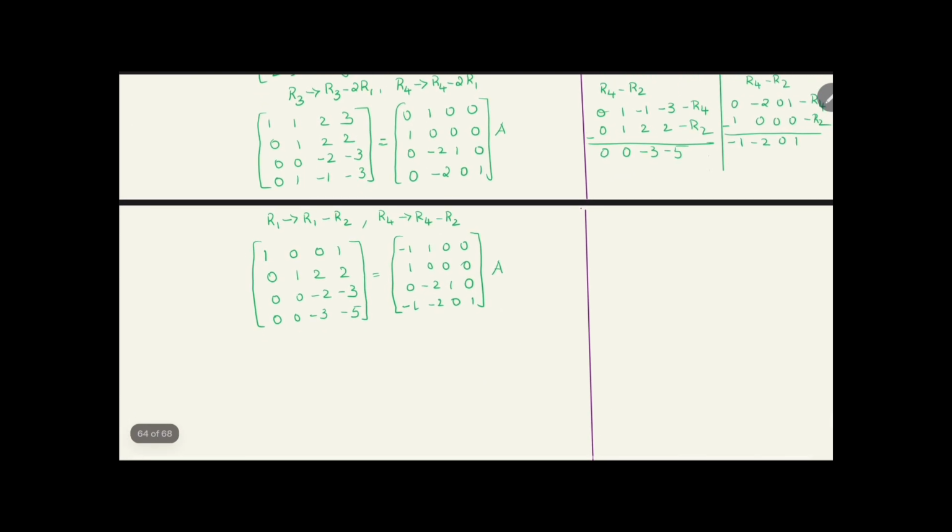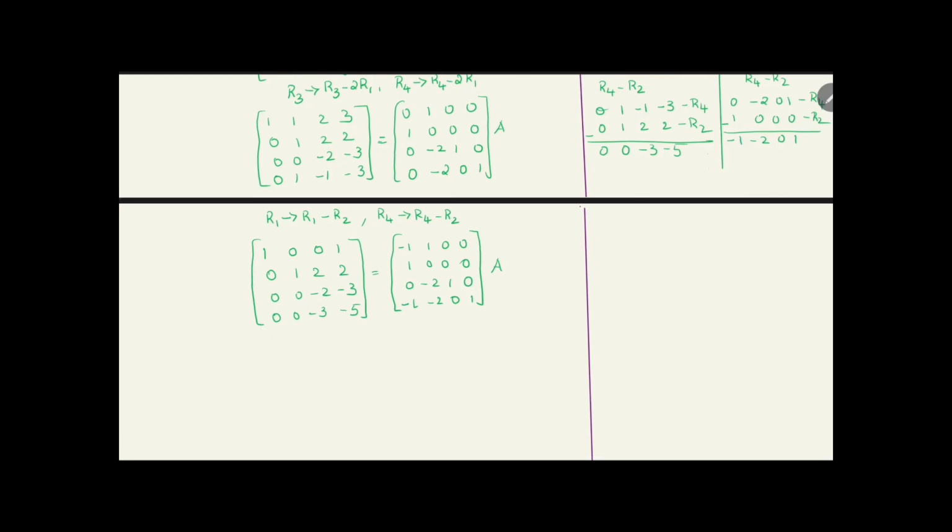Yes. Next, what is the next step? I should make use of the third diagonal element and make these three elements 0. Okay, that means I should add R2 and R3 because this is a negative number, right? So I should add R2 and R3 in order to make this element 0.